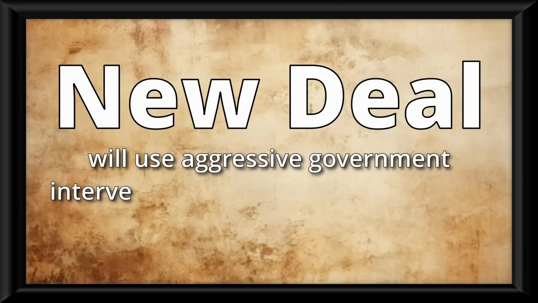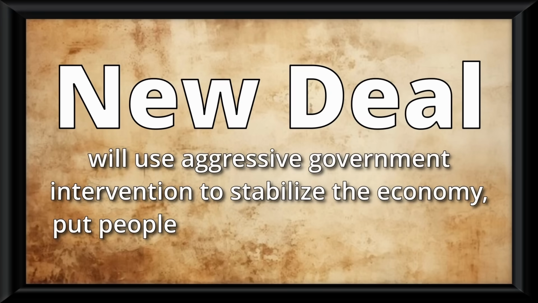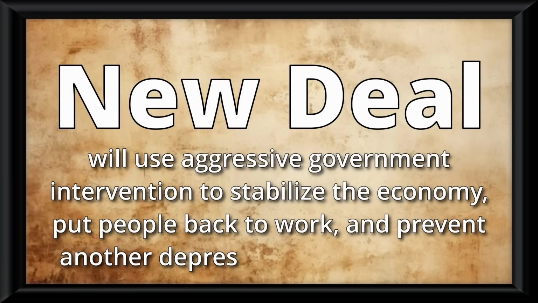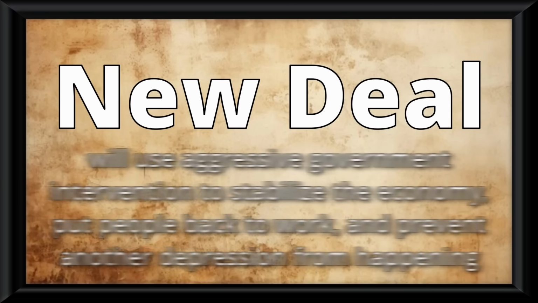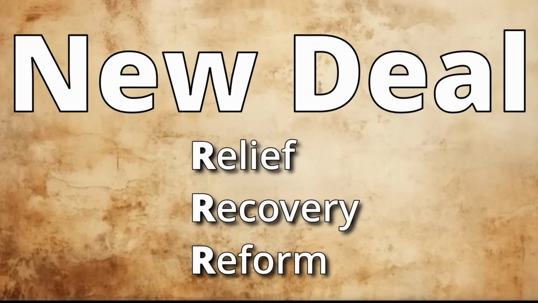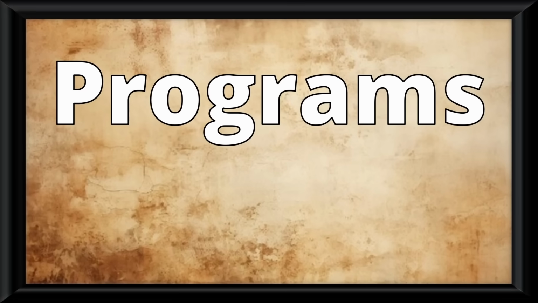And this is quite complex, but to give it a sentence definition, FDR's New Deal will use aggressive government intervention to stabilize the economy, put people back to work, and prevent another depression from happening again. The method that will be used here is something we like to call the 3 R's: relief, recovery, and reform. Very quickly, you'll start seeing programs. Let's go through a few of them.